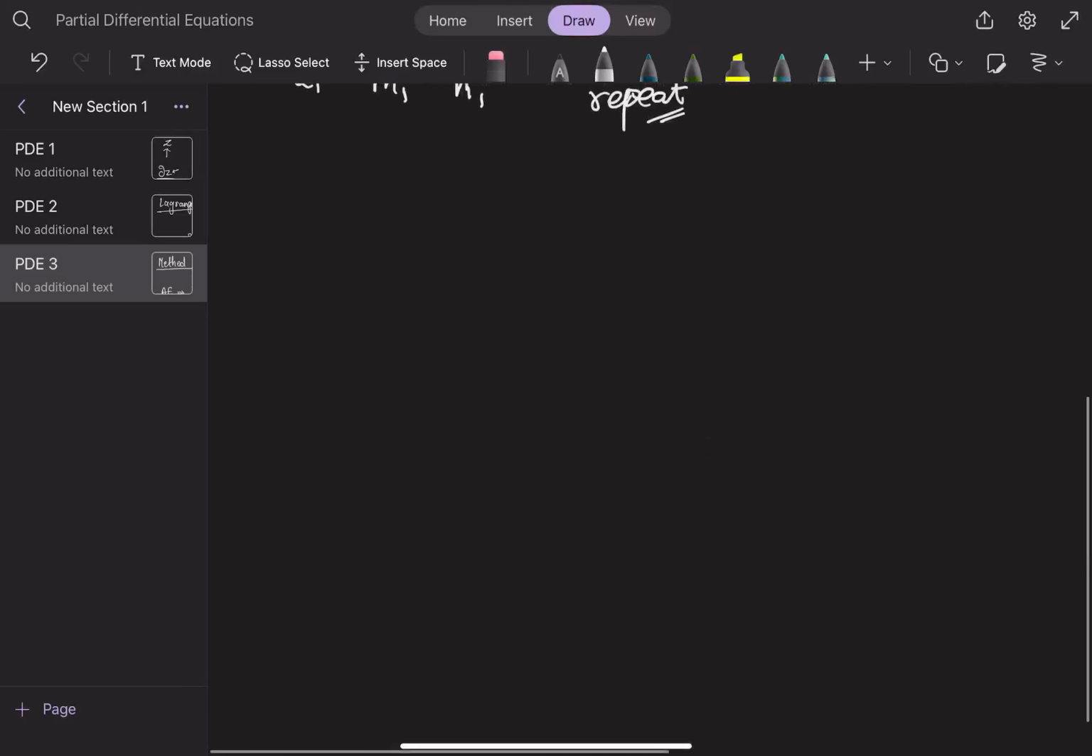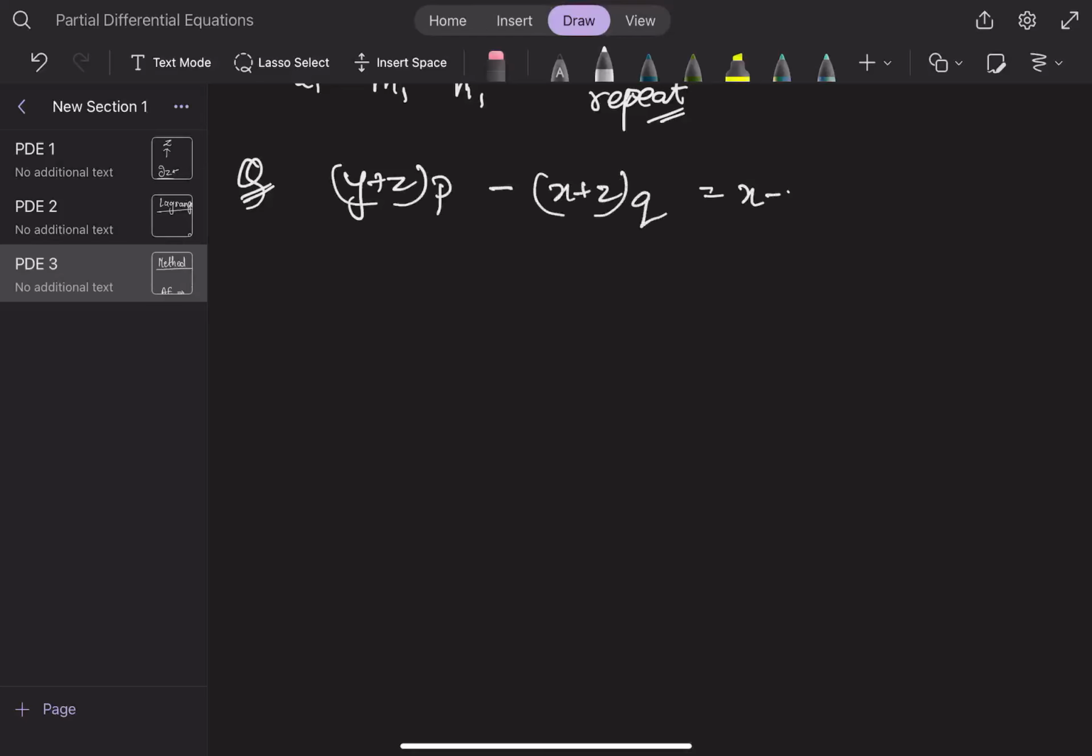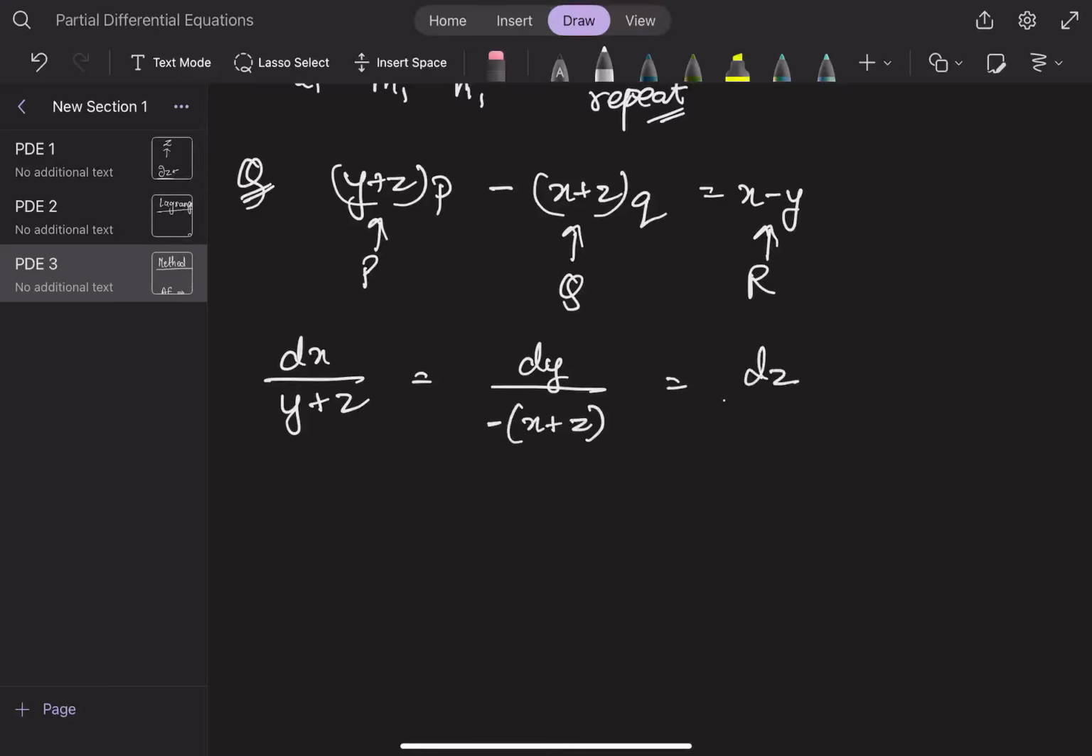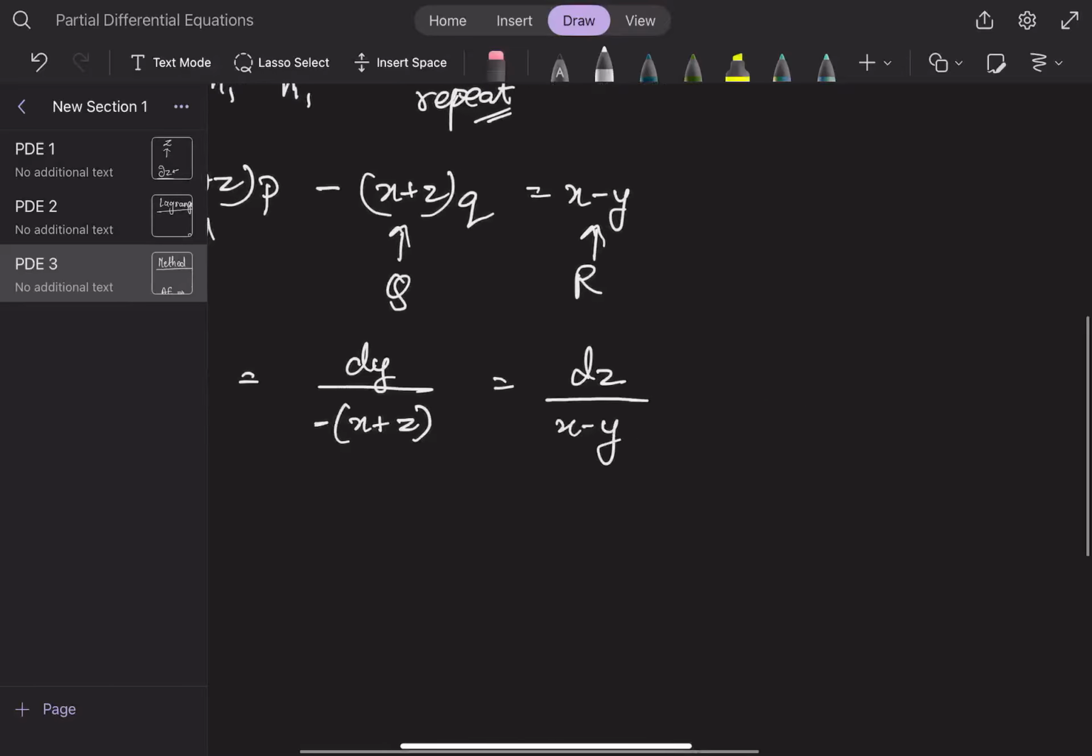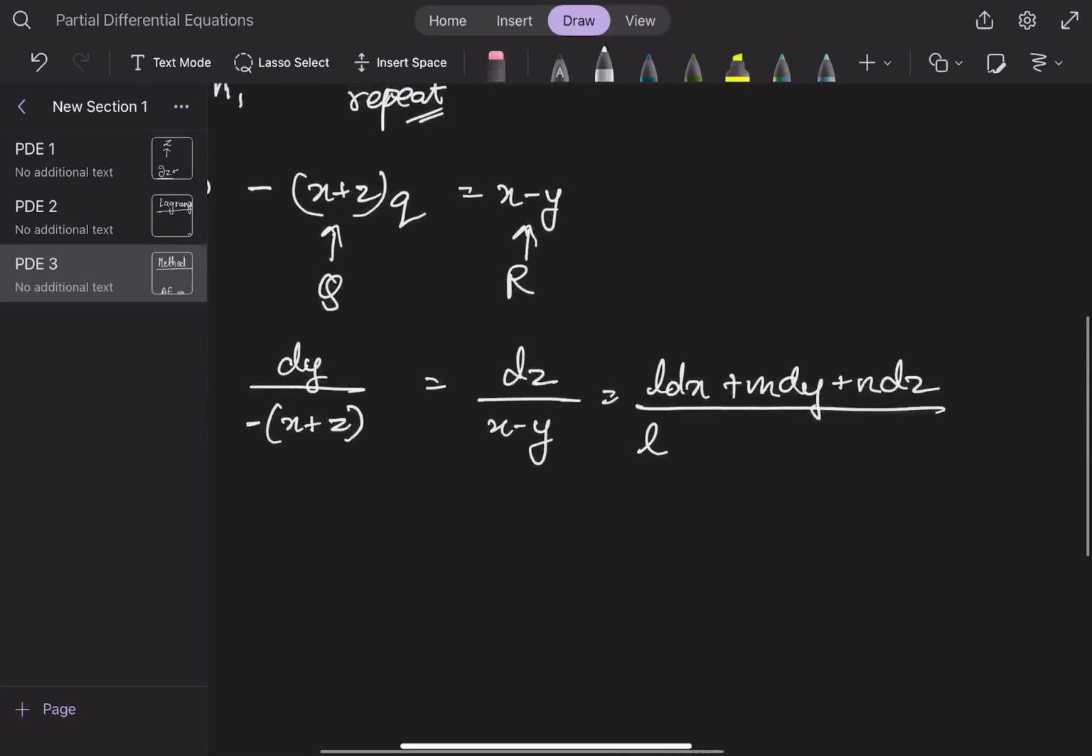So let's take an example so you can understand better. y plus z is P, minus x plus z is Q, and x minus y is R. So this is our capital P, this is our capital Q, this is our capital R. So let's write the equation. dx by y plus z is equal to dy by minus x plus z is equal to dz by x minus y is equal to l dx plus m dy plus n dz divided by l times y plus z minus m times x plus z plus n times x minus y.